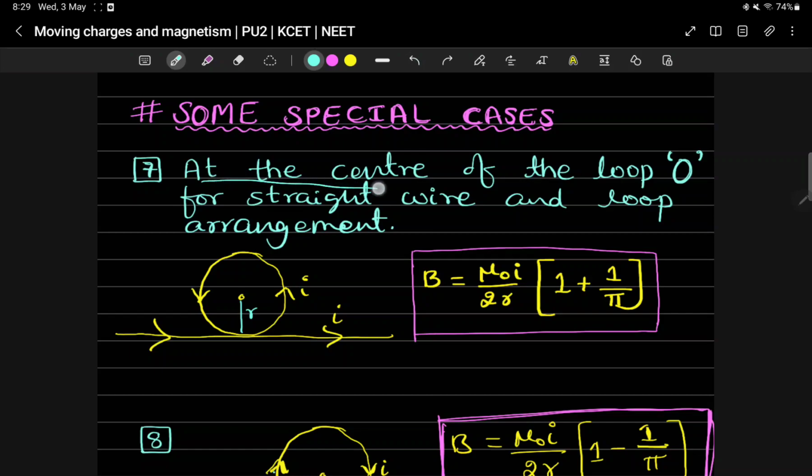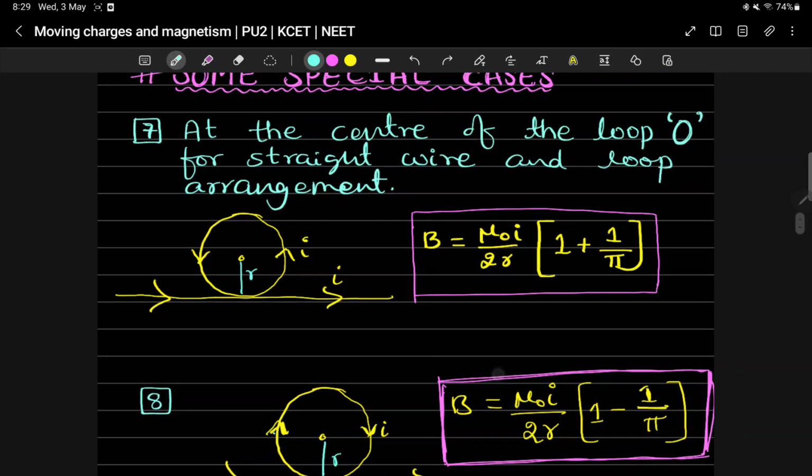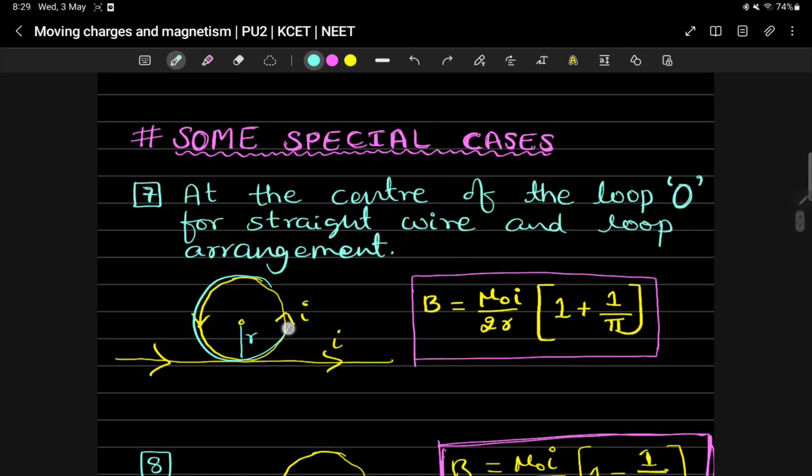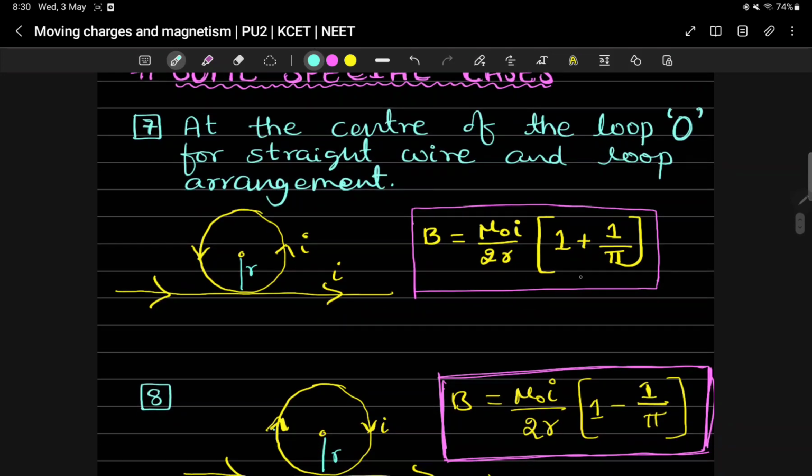Okay, so at the center of the loop O, for the straight wire and the loop arrangement, what is the magnetic field at this particular point? So here there is a conductor carrying current I, also there is a conductor like this carrying current I. Due to both of them, the magnetic field produced is B equal to μ0 I divided by 2R, times (1 plus 1 by π).